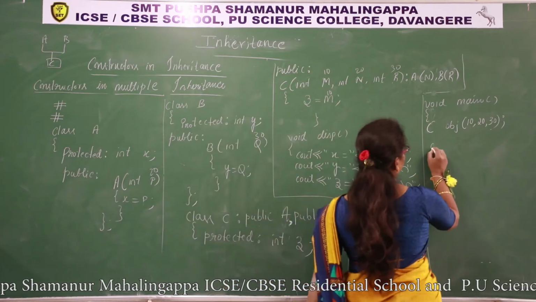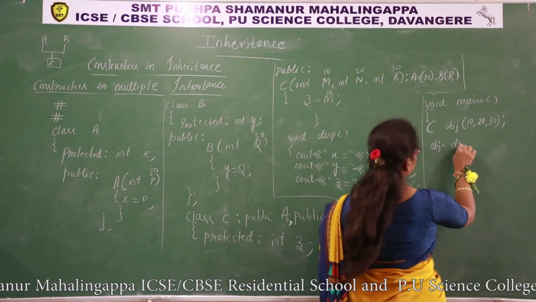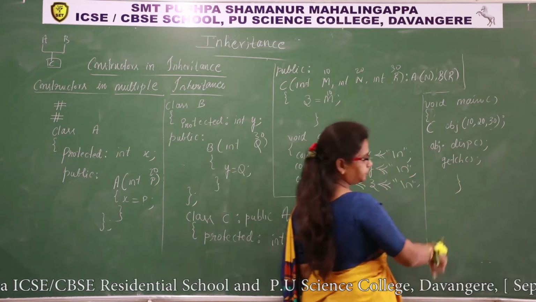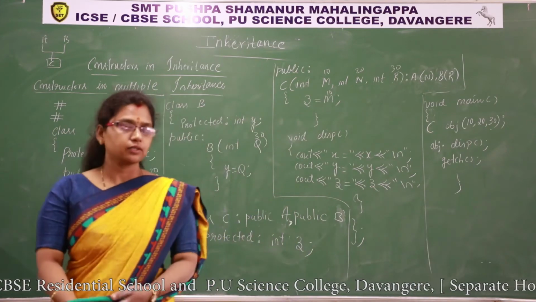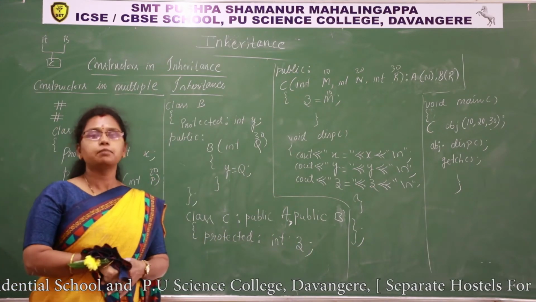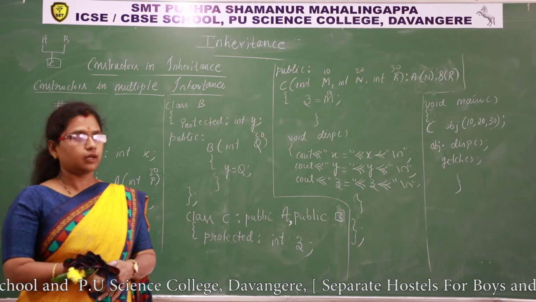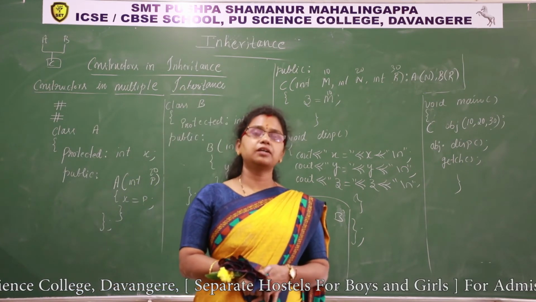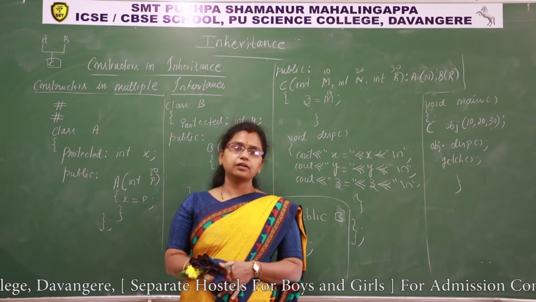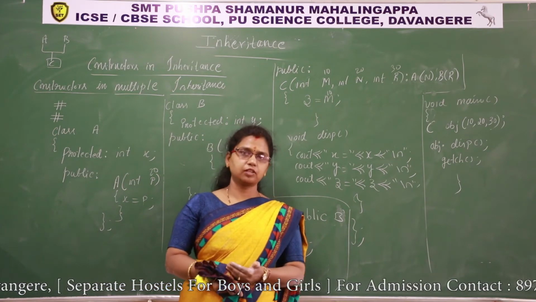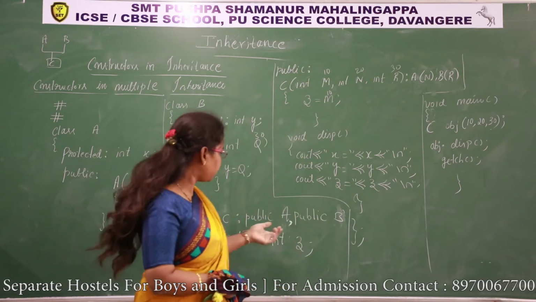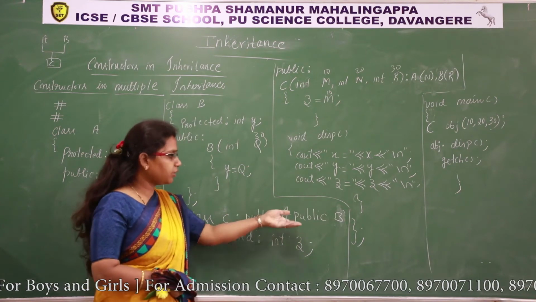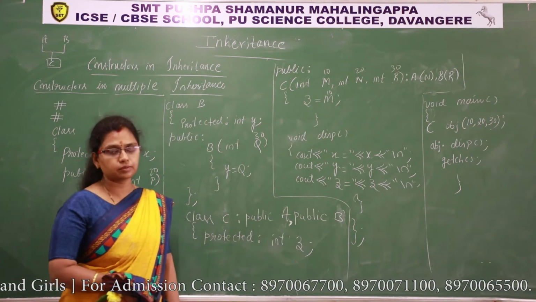Now let us call the display function: obj.display(); getch(); Understood? So this is about constructors in multiple inheritance. I hope you know the difference between constructors in multilevel inheritance and multiple inheritance. In multilevel, the order follows the chain structure of inheritance. In multiple, in the derived class header, whichever class order you have taken, it executes according to that order. Clear?